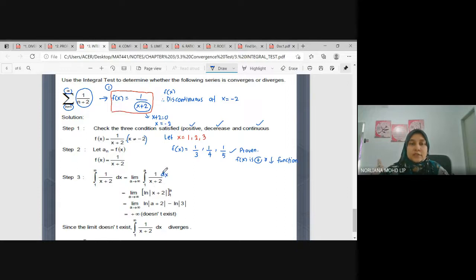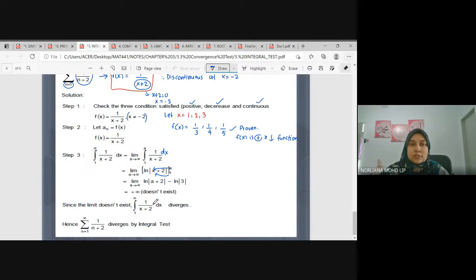Okay, then integrate this function is equal to ln x plus 2. Then you apply the upper and lower boundary. Upper boundary is a, substitute a into this function. Then minus, substitute 1 to this function. So we get ln a plus 2 minus ln 3.